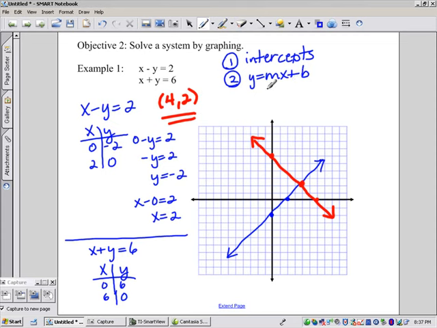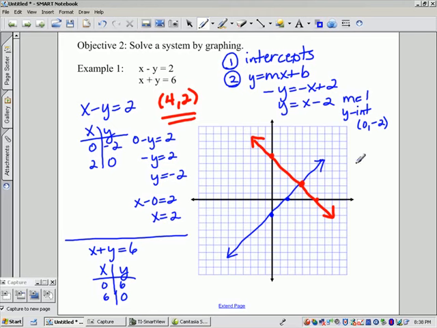Now, if you wanted to do this in an alternate method, you could have solved both equations for y. Like in that first equation, we get negative y is equal to negative x plus 2, divide by negative 1 to get y is equal to x minus 2. And we know from there that the slope is 1, and the y-intercept is 0, negative 2, which means we start at 0, negative 2 and go up 1 over 1, up 1 over 1.